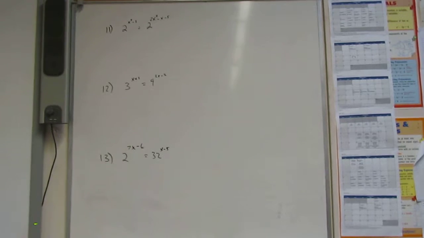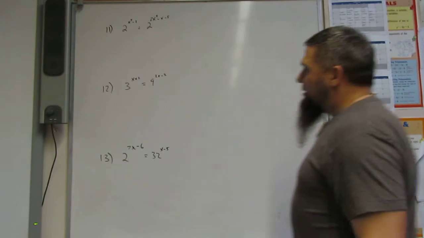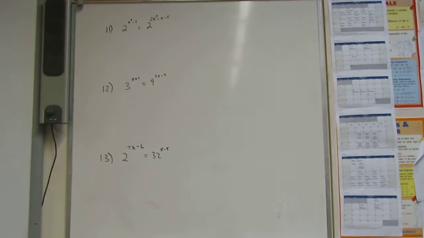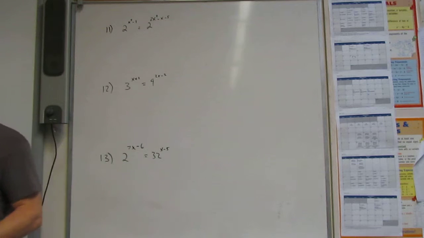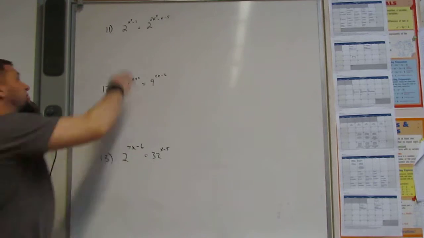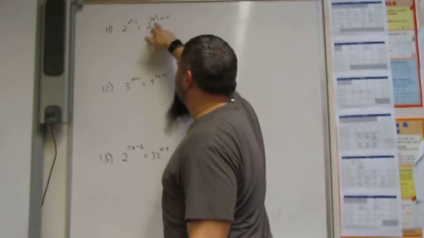All right, problems 11, 12, and 13. The key here is getting both sides. Now, if we have an exponent that has a variable in it, we want to use logarithms. But when we have an exponent on both sides of the equation that has a variable in it, we may need to use logarithms, we may not. Okay? Now in this case, it's pretty simple. It's 2 to some power and it's 2 to some power.